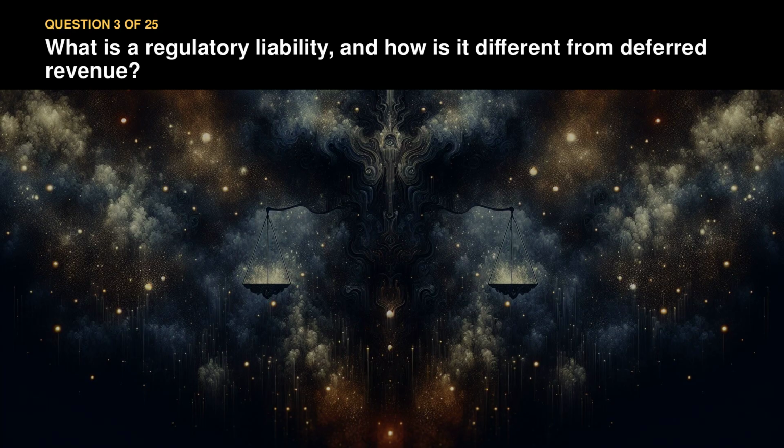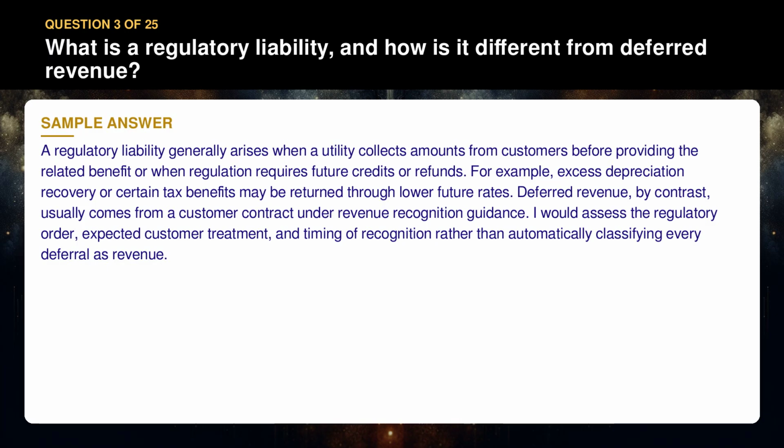Question 3. What is a regulatory liability, and how is it different from deferred revenue? A regulatory liability generally arises when a utility collects amounts from customers before providing the related benefit or when regulation requires future credits or refunds. For example, excess depreciation recovery or certain tax benefits may be returned through lower future rates. Deferred revenue, by contrast, usually comes from a customer contract under revenue recognition guidance.